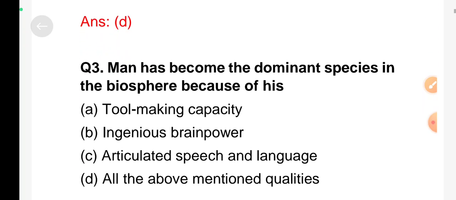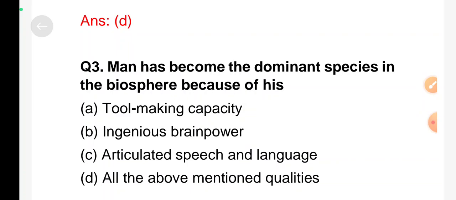Next question. Man has become the dominant species in the biosphere because of his, option A, tool making capacity. Option B, ingenious brain power. Option C, articulated speech and language. Option D, all of the above mentioned qualities. Right answer is option D, all of the above mentioned qualities.